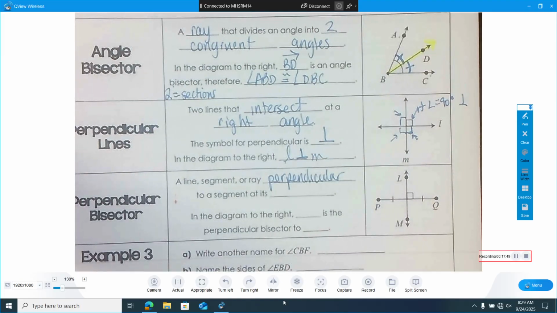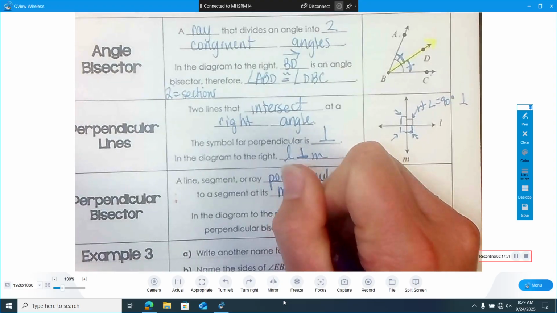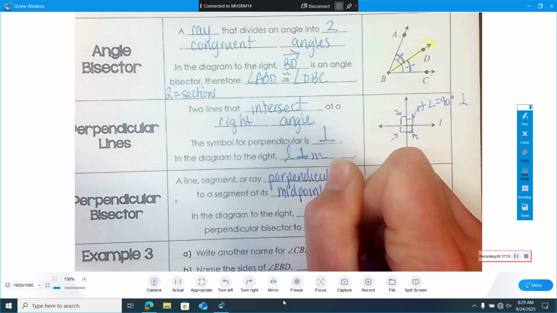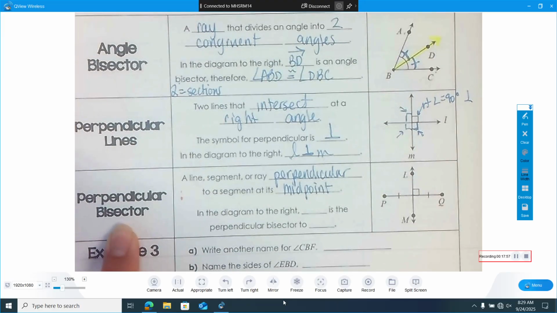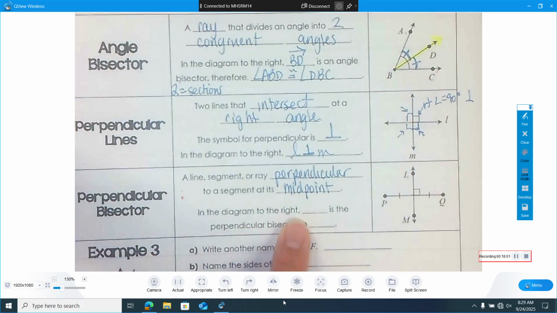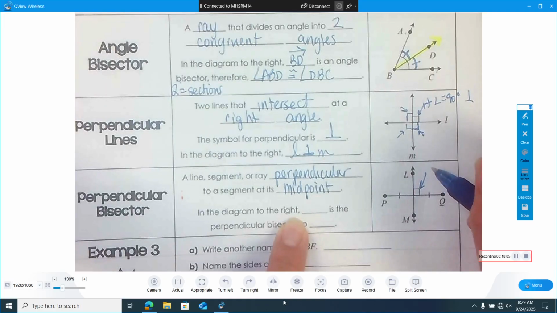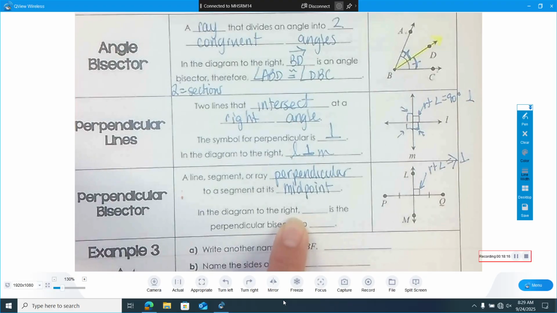A line segment or ray perpendicular to a segment at its midpoint is called a perpendicular bisector. And so in the diagram to the right, we see a lot of information. First of all, I see a right angle marking right there with that little box, so I get a right angle, which means if there's a right angle, it must be perpendicular.